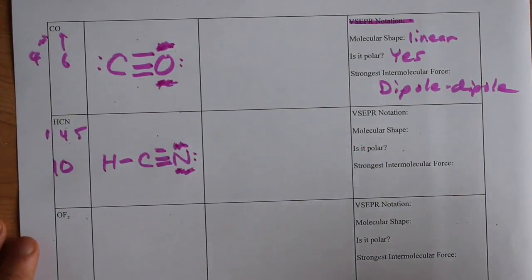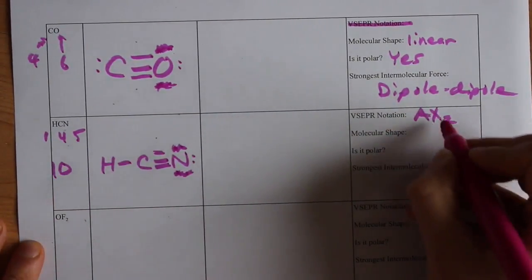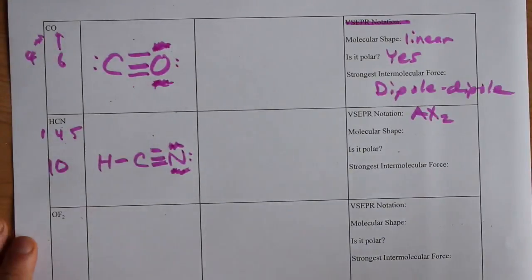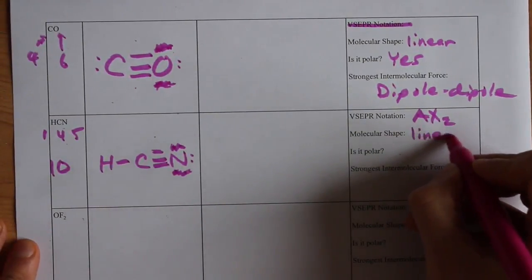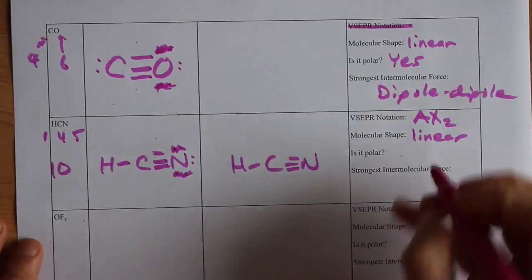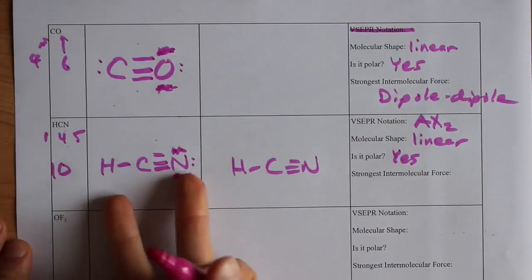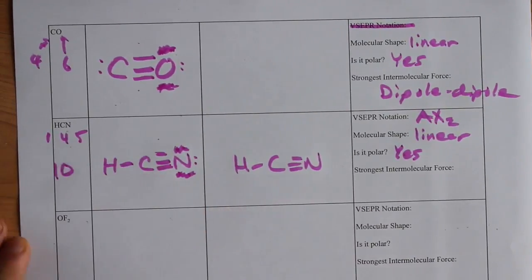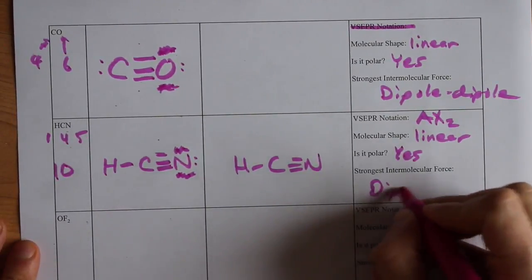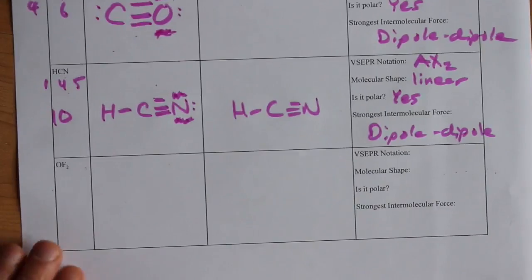Lewis structure. The VSEPR notation for carbon here is AX2 because it's surrounded by 2 atoms and has no lone pairs. It is linear, thus has no 3D structure to it. Is it polar? Yes, because nitrogen and hydrogen have different electronegativities, so they don't cancel each other out. And so dipole-dipole forces are the strongest IMF here as well.